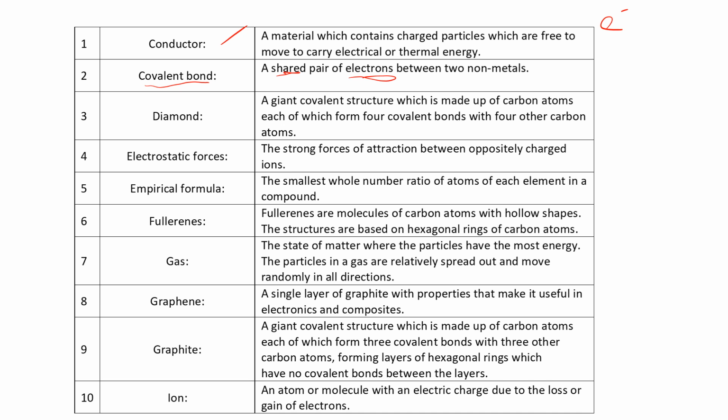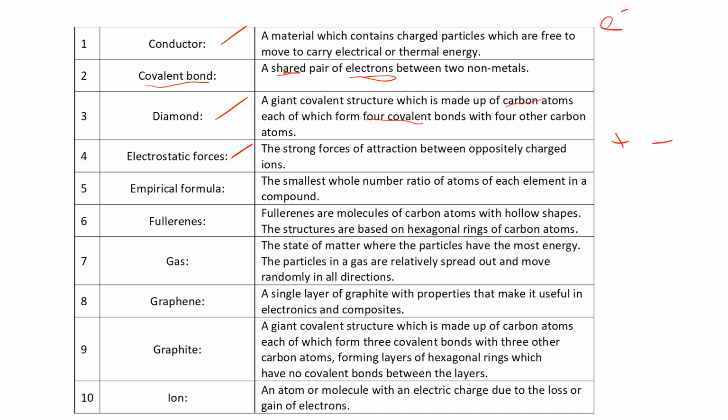A giant covalent structure which is made up of carbon. Each forms 4 covalent bonds with 4 other carbons, that can only be diamond. The strong forces of attraction between oppositely charged ions. So if you've got a positive and a negative, they are electrostatic forces.